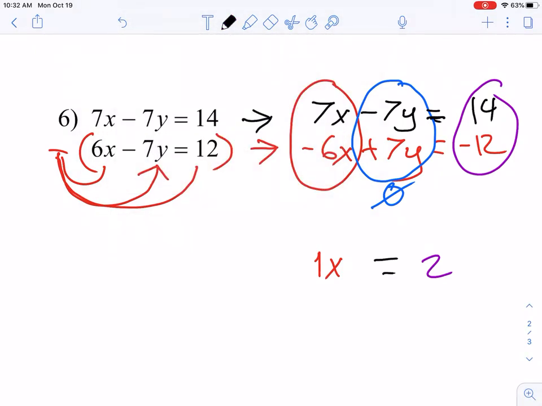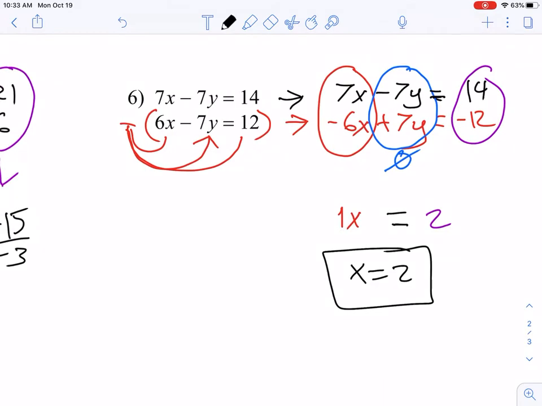If you get 1x equals 2, you do not need to go through and divide 1. I see students do that all the time. 1x just means x by itself. So that's really our answer, x equals 2. We can take that and plug it into any equation. I'm going to plug it into my bottom equation here.